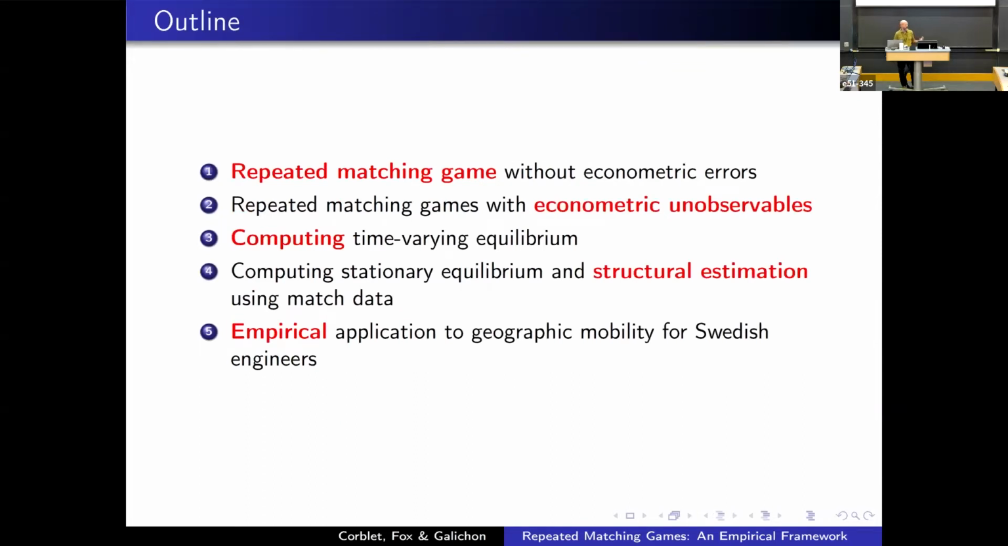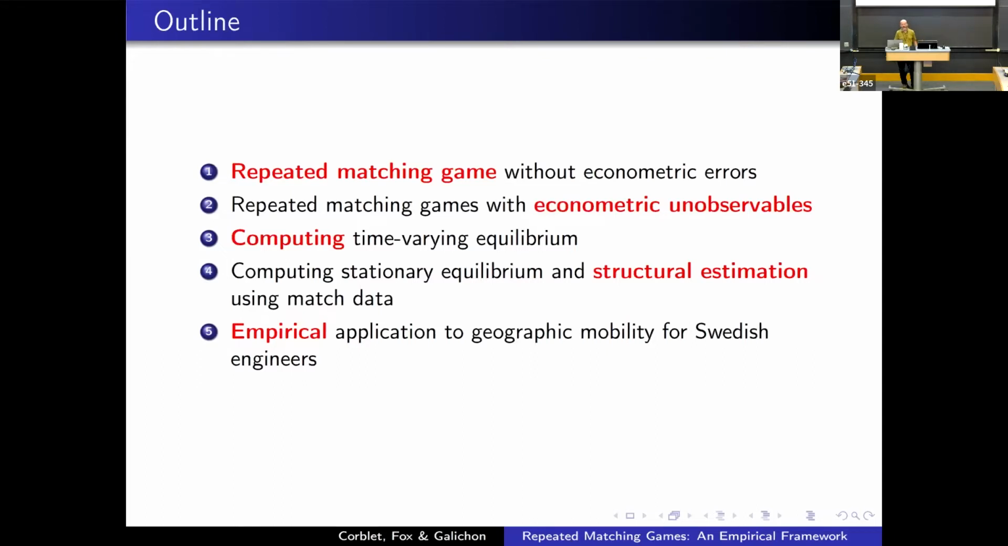So for the time remaining, I'm just going to talk about the following topics. Again, I want to outline this new theoretical model of a repeated matching game. I'm first going to do it, going back to Chaplin and Shubik, in a model without econometric errors. Then I'm going to stick in the econometric observables. That's not going to be a lengthy section. I'll just try to go through that quickly.